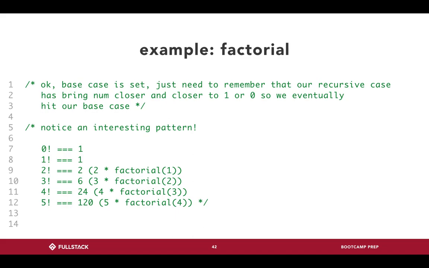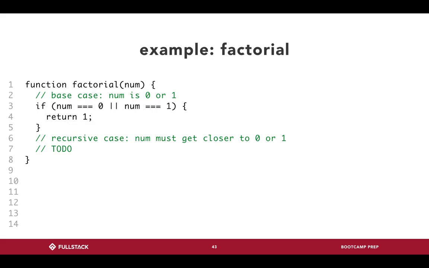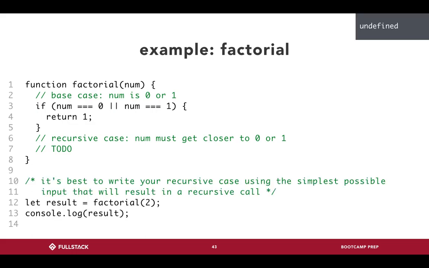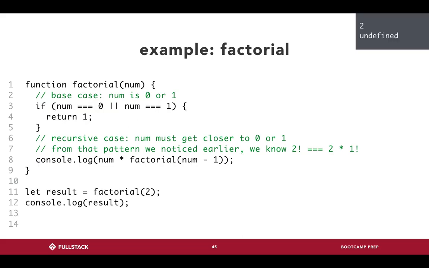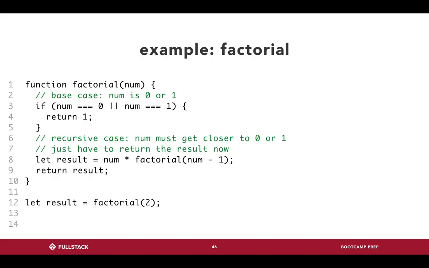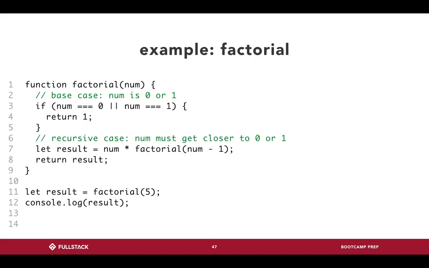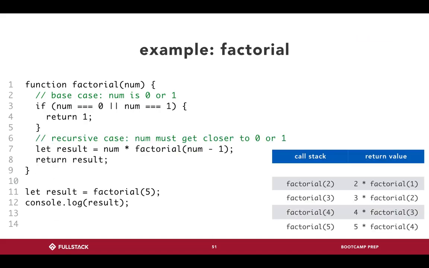So now we basically see the pattern is to take the current number and multiply it by factorial of num minus 1. And that's a pattern we did a few times today. But factorial is a really poor example to give to beginners because it's too based in math. But here we have the call stack, just another visualization of what we wrote.